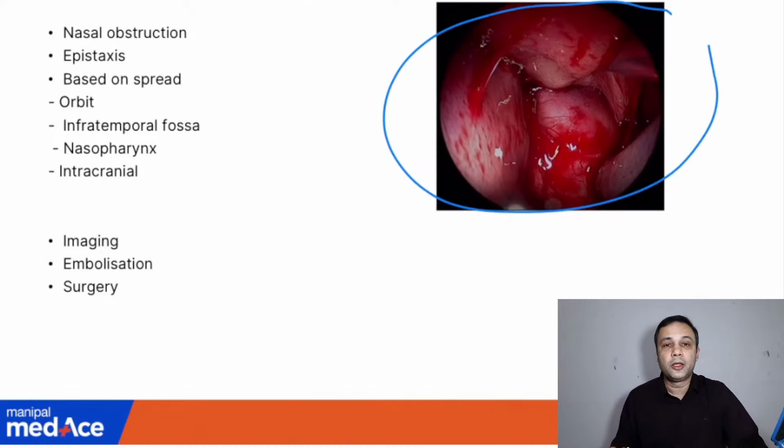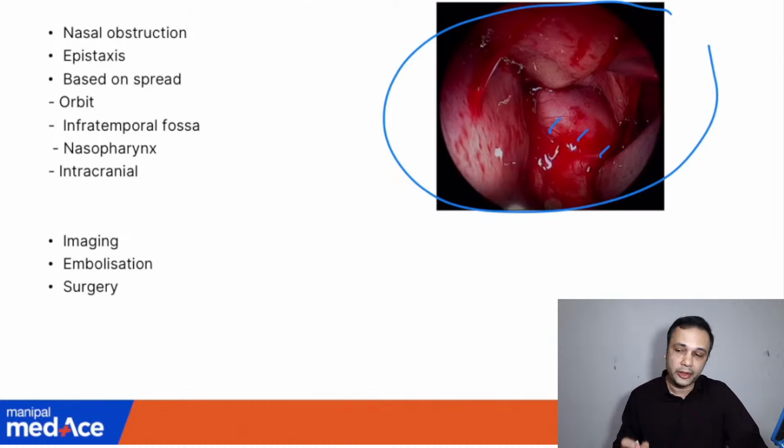You have very fragile vessels lying on the surface of the tumor here, and never try to probe a JNA. When you try to probe a JNA, it's going to bleed. So it's a very fragile tumor. It's got a vascular component and a fibrous component. So always make it a point to see the image, and if it is given, definitely, if it's not given, you'll have a clinical picture like that.